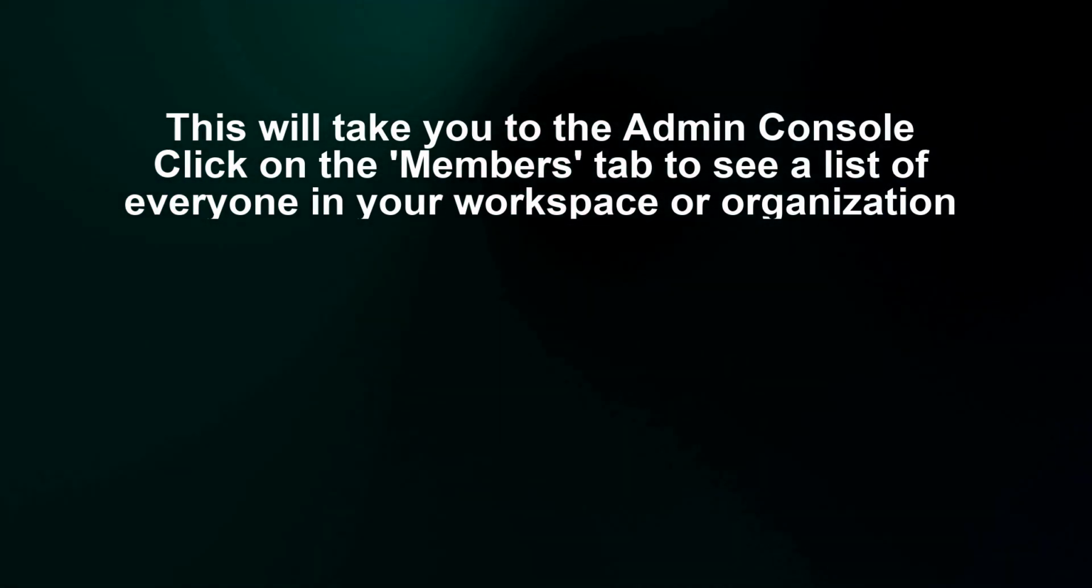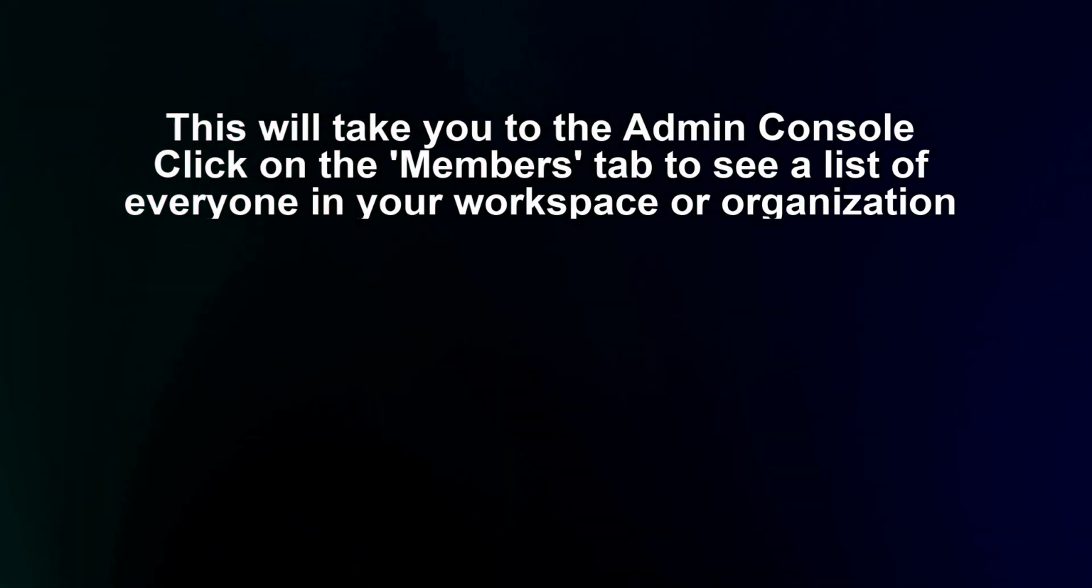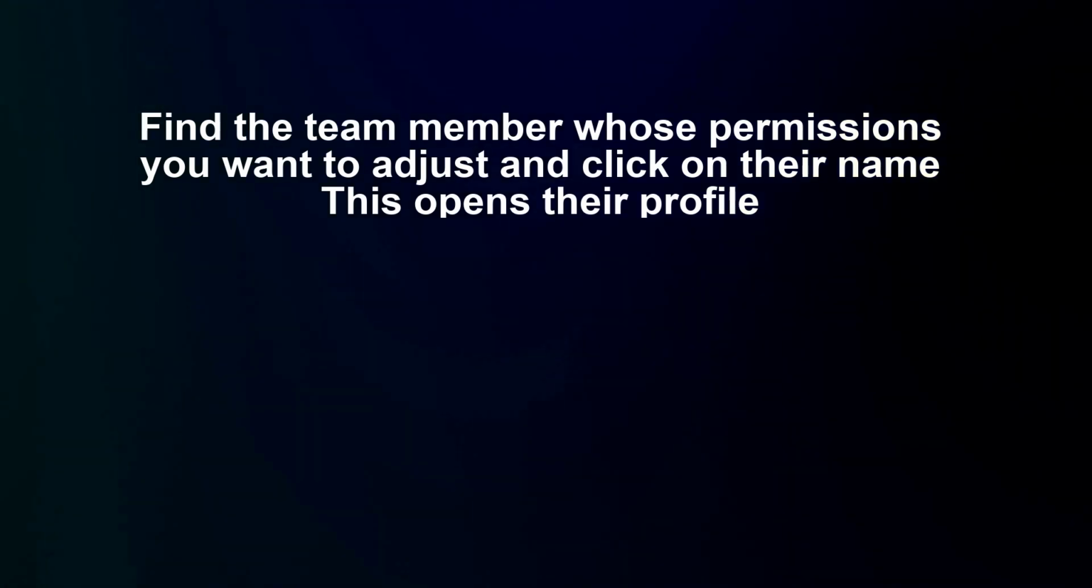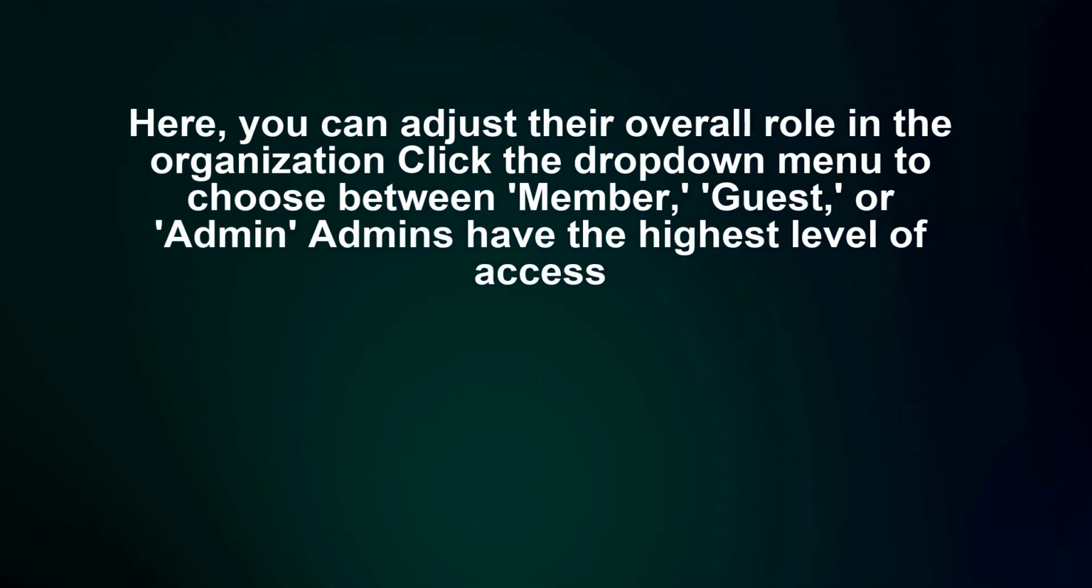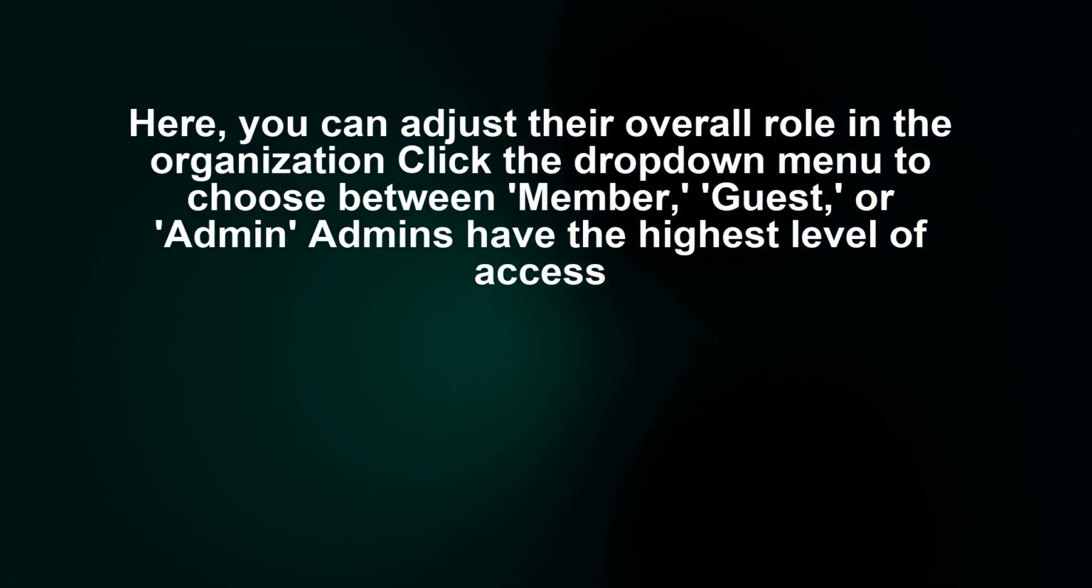Click on the Members tab to see a list of everyone in your workspace or organization. Find the team member whose permissions you want to adjust and click on their name. This opens their profile. Here, you can adjust their overall role in the organization.